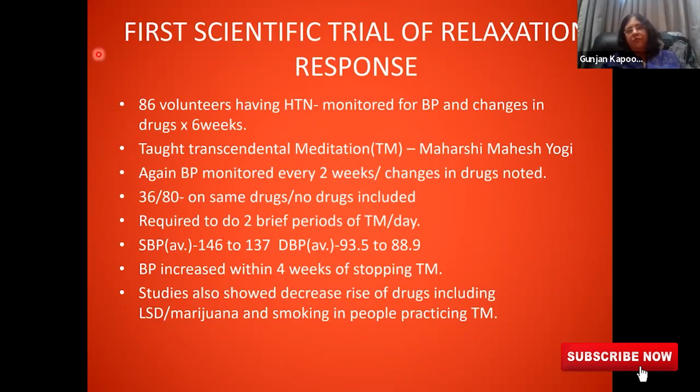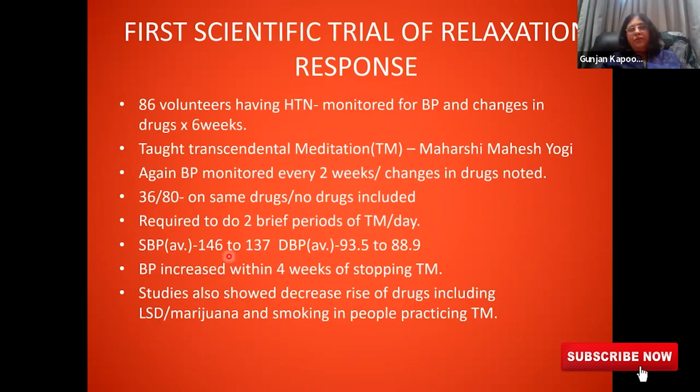He took 86 volunteers who had hypertension और उनको पहले उनका blood pressure monitor किया with the routine drugs which they were taking. फिर उनको ये transcendental meditation सिखाया और उसके बाद फिर उनका blood pressure monitor किया. And those patients were followed up who had not changed any drug during this meditation period, and they were either on no drug or the same drugs which they were taking, and they were randomized either to a group which was doing meditation and the other was a control group. And what they were required to do was 2 brief periods of transcendental meditation or relaxation response in a day.